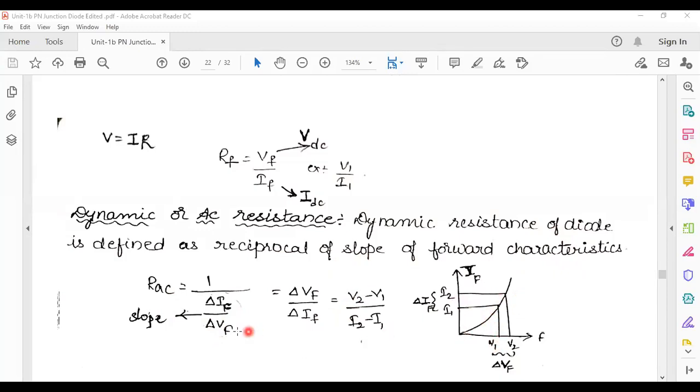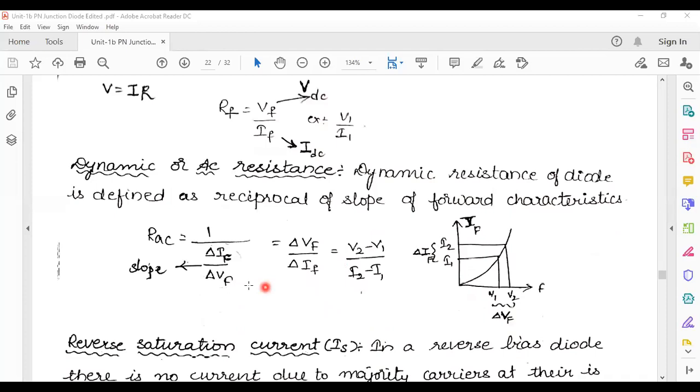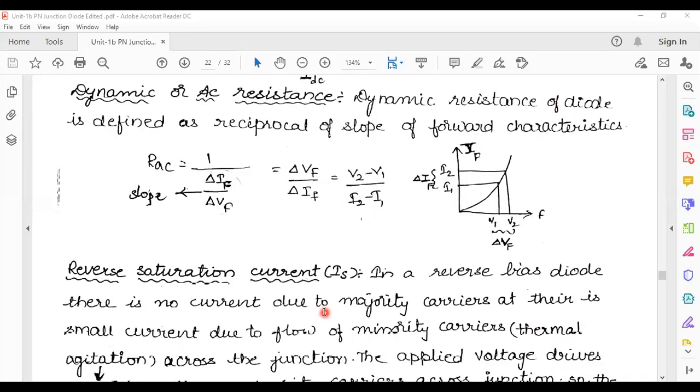delta IF by delta VF, then I will get delta VF by delta IF. This delta IF by delta VF is given by the slope here. By interchanging these terms, I can get this value, that is V2 minus V1 by I2 minus I1. By taking 2 points on the graph, I can acquire the delta VF term as well as the delta IF term, and I can easily obtain the dynamic resistance of the PN junction diode.